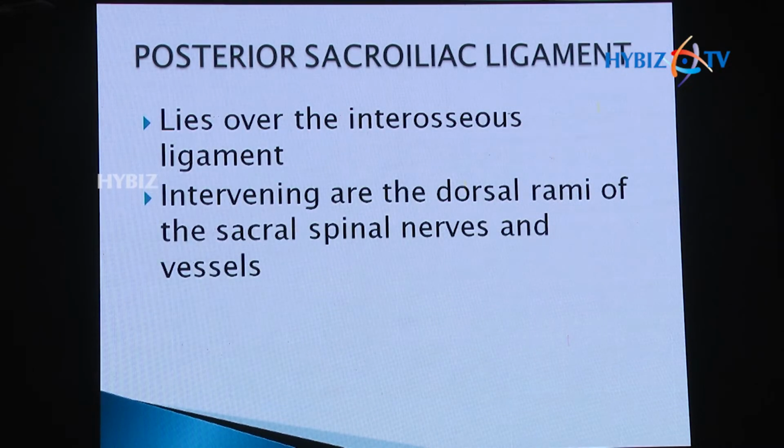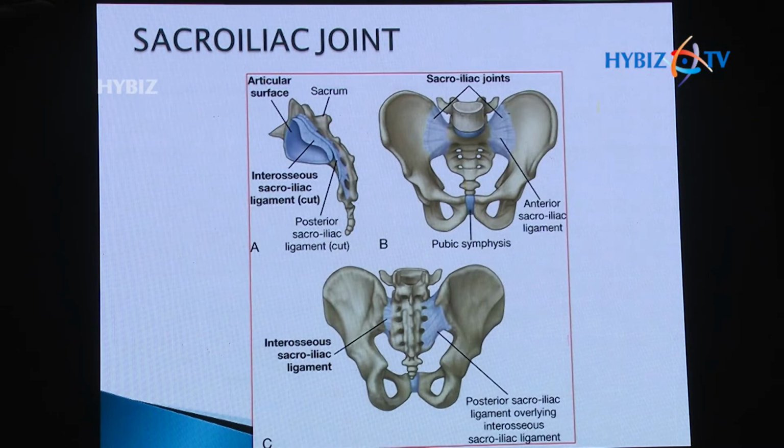The posterior sacroiliac ligament lies over the interosseous ligament, and between these two ligaments are the dorsal sacral nerves and vessels. So this one slide represents all three ligaments of the sacroiliac joint: the anterior ligament, the interosseous sacroiliac ligament, and over it the posterior sacroiliac ligament.